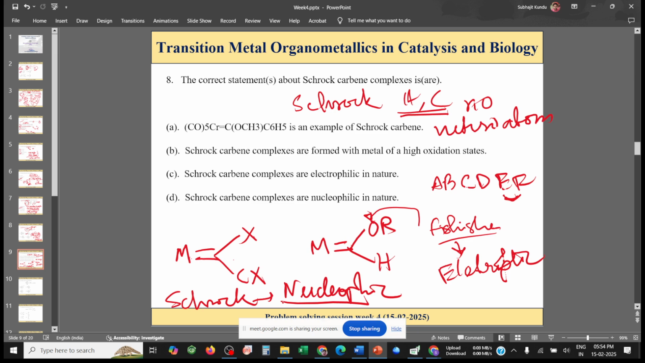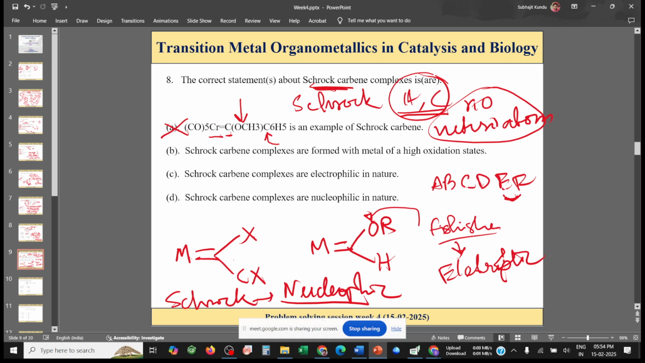Now we have discussed two types of carbene, and the question is about the Schrock type only. So this is the chromium complex, where on the carbon one substituent is oxygen and another is carbon. Schrock type has only hydrogen and carbon, no heteroatom. So this is cancelled. This is not the Schrock type carbene. Schrock carbene complexes are formed with metal at the higher oxidation state.